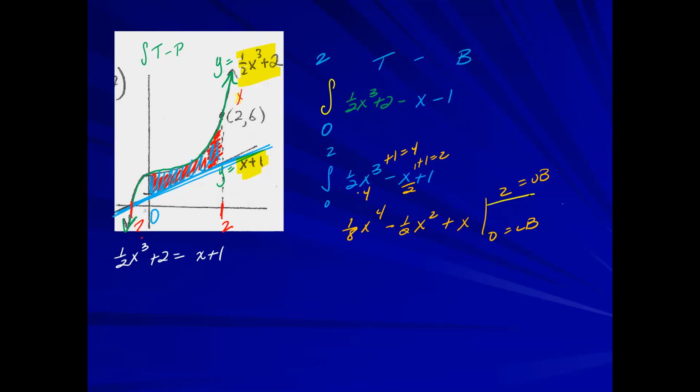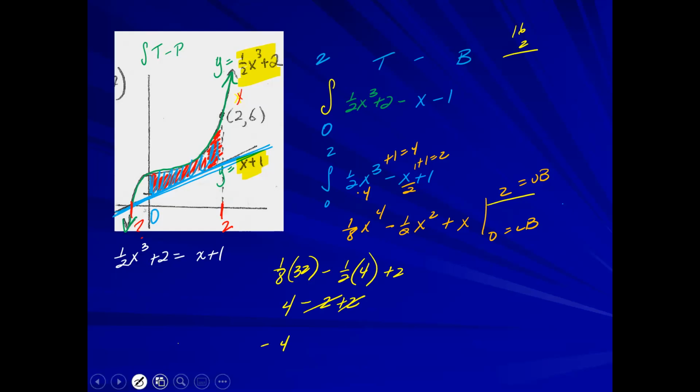When I plug in the upper bound, that goes first. I have 1 over 8, 2 to the 4th. I know that 2 to the 3rd is 8, times 2 is 16... so that gives me 16 over 8 at most; working it out, 32 divided by 8 is 4, minus 1/2 times 2 squared, 2 times 2 is 4, divided by 2 is a 2, plus 2. This part cancels, so we're just left with 4.